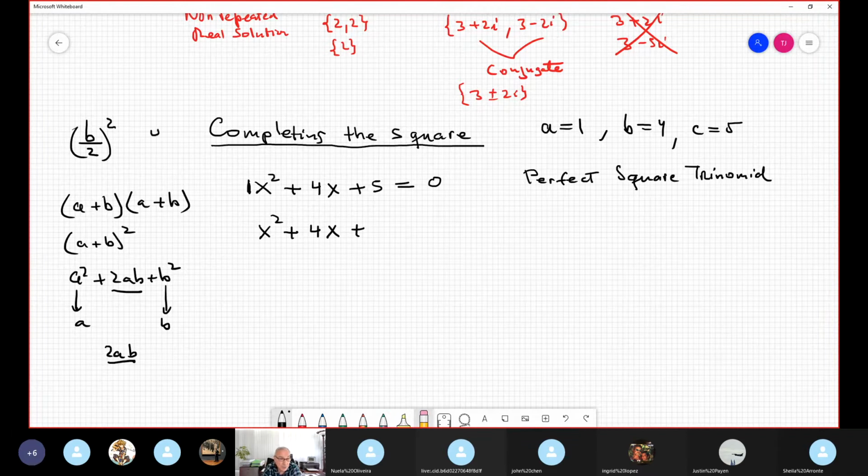You take b, get 4. 4 divided by 2 is 2, no? 2 squared is 4. This is the answer, look. This is the magic number.